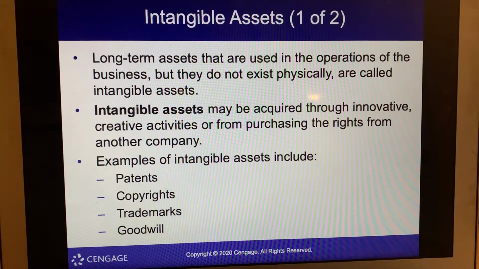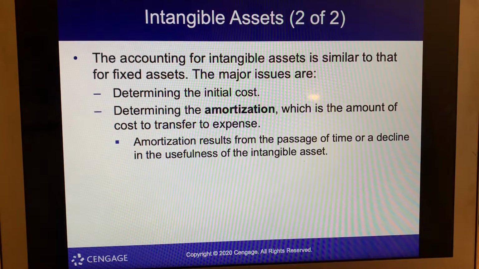Intangible assets are long-term assets that are used in the operations of a business, but they do not exist physically. These may be acquired through innovating creative activities or from purchasing the rights from another company. Examples of intangible assets include patents, copyrights, trademarks, and goodwill. The accounting for intangible assets is similar to that for fixed assets.